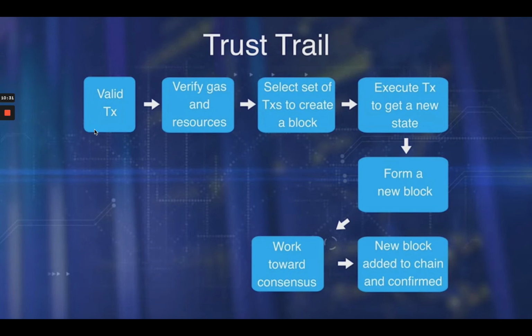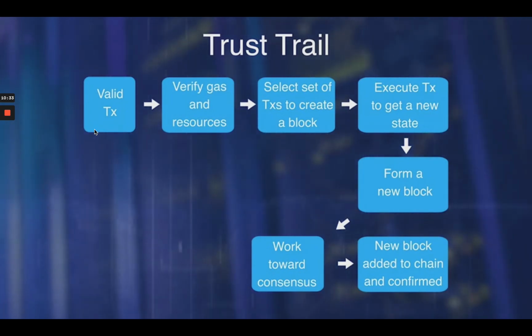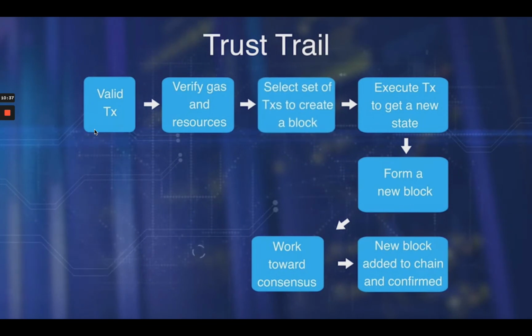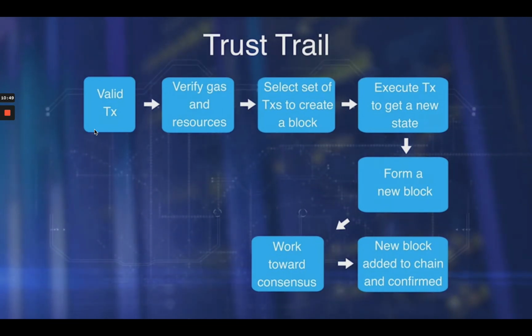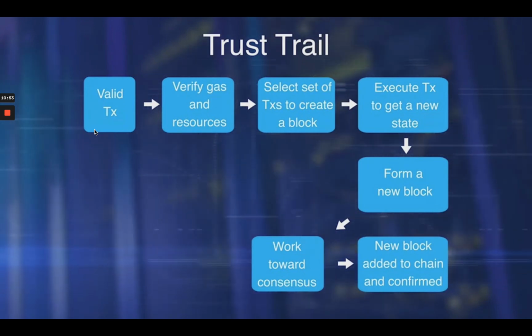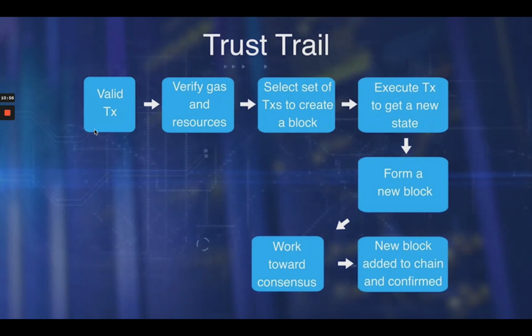Validate transaction, verify gas and resources, gather transactions, execute transaction to get a new state, form the block, work towards consensus, finalize the block by the winner, and everyone add the block to their chain and confirm the transactions. We will examine each of these steps.